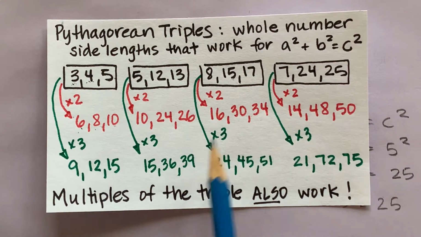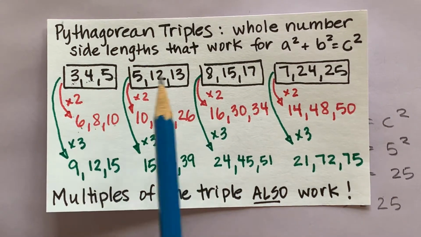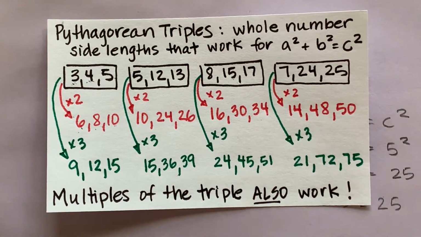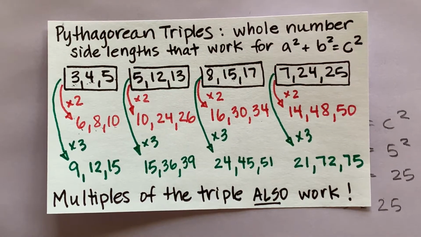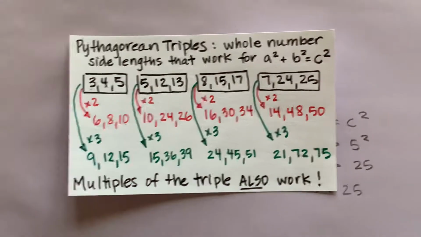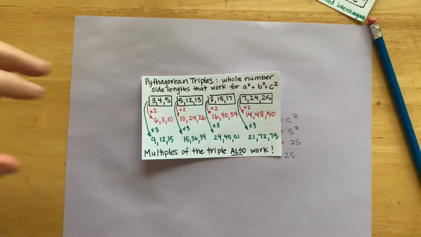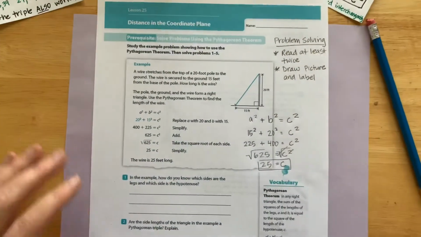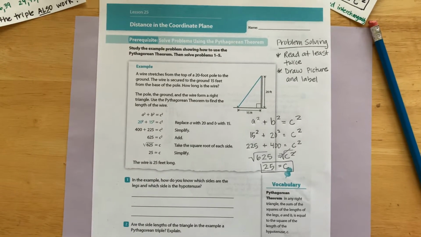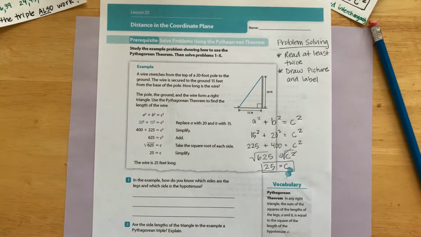So what's really cool about Pythagorean triples is once you notice the pattern, the multiples of the triple also work, and sometimes that helps you solve your problem a little bit faster. Okay, so we're going to use those two ideas to go ahead and start working on lesson 25. Now, today I'm going to work on, in this video, just page 253 and 254. Once I get done with that one, we'll move on.